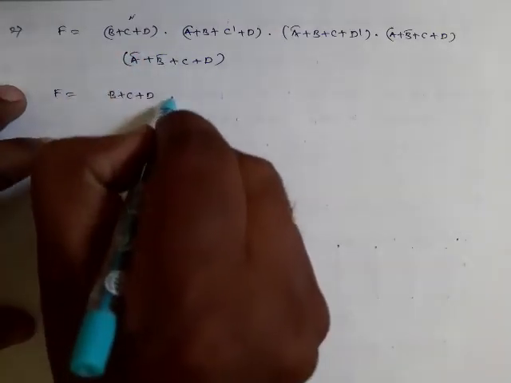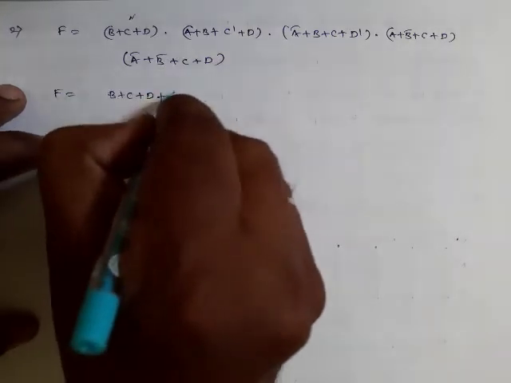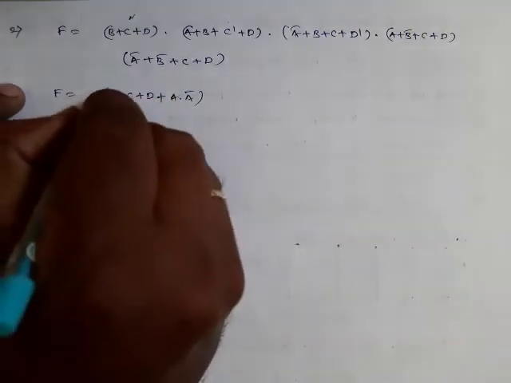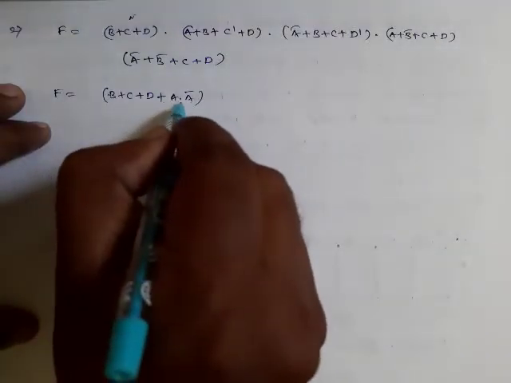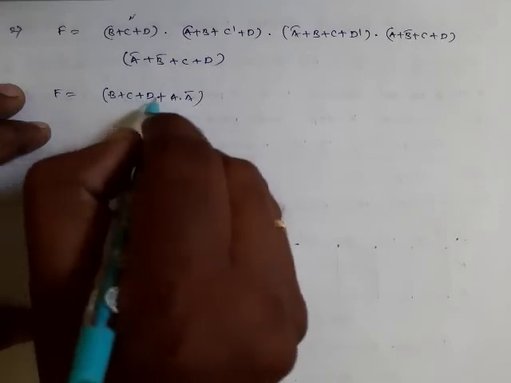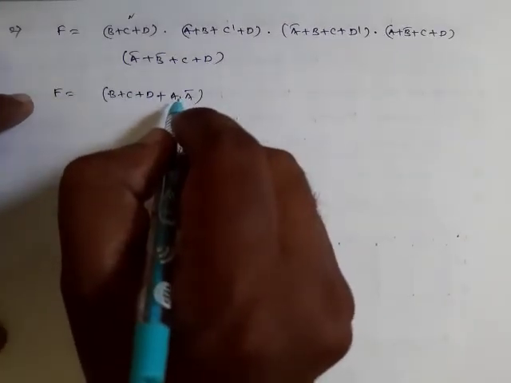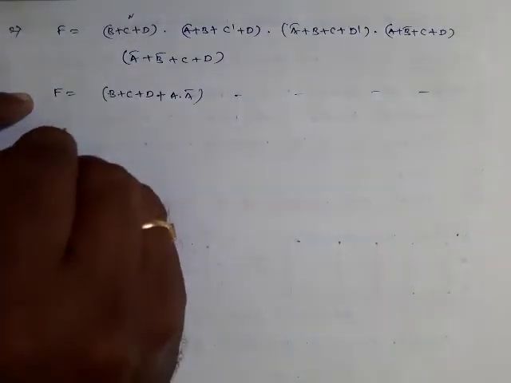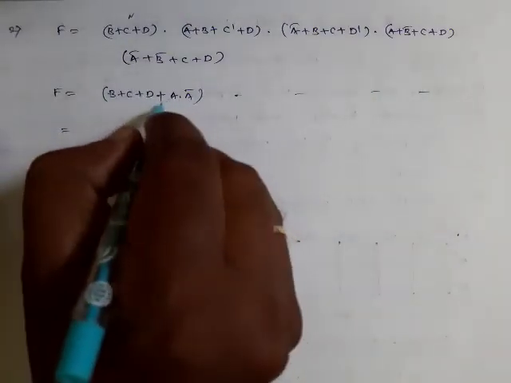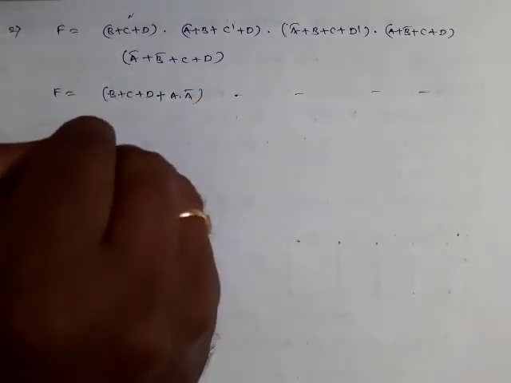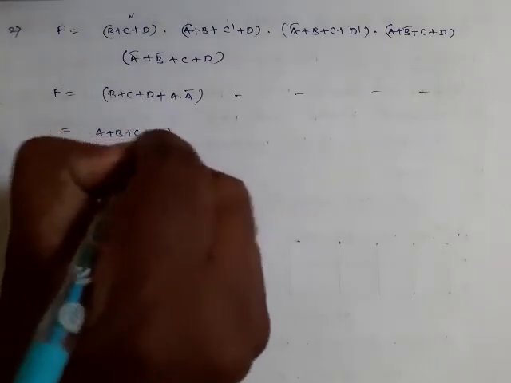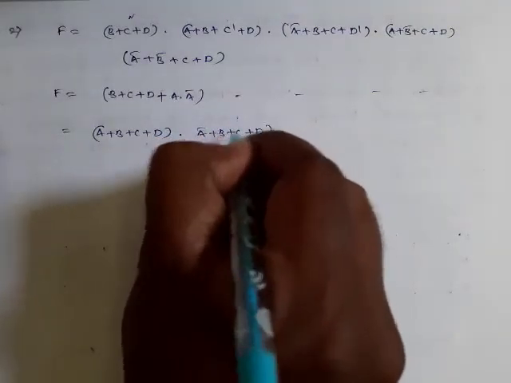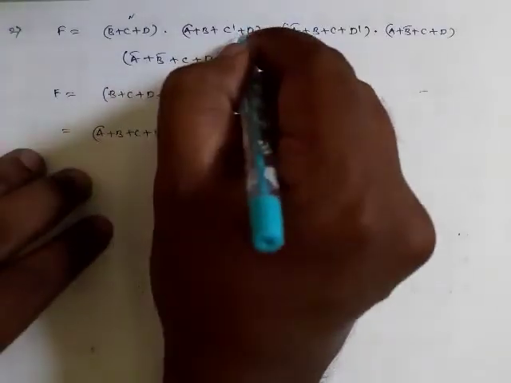So what we have to do is add the missing variable multiplied with its complement to this term. This will not change its value, as a dot a bar is 0, and 0 plus something is the something itself. The remaining products will remain as is. When you expand this, by applying Boolean postulates, this term becomes a plus b plus c plus d. The one more term we get is a bar plus b plus c plus d, and the remaining terms we will write as is.